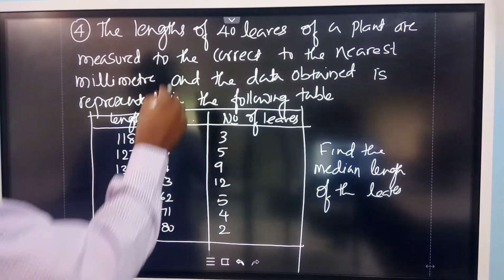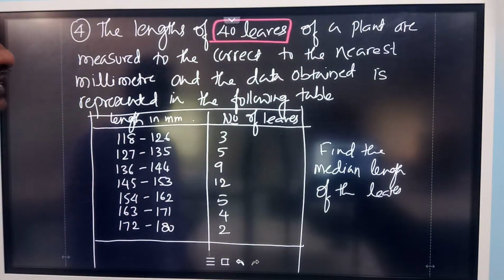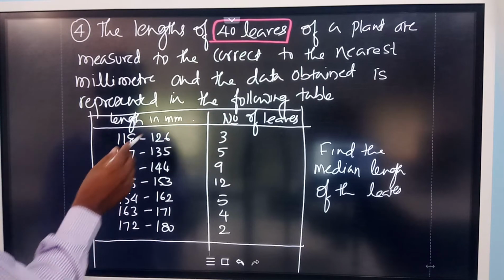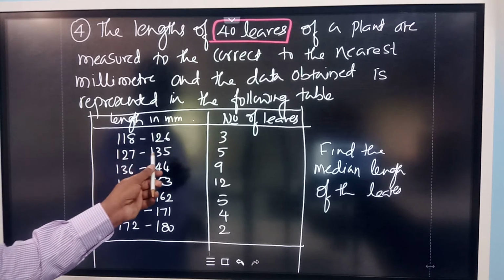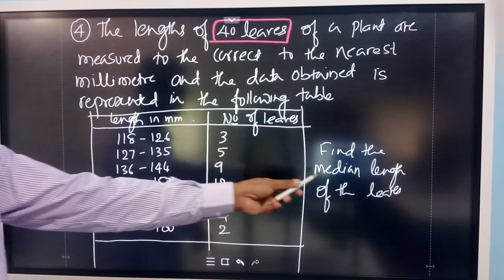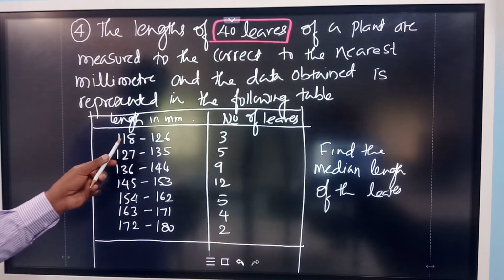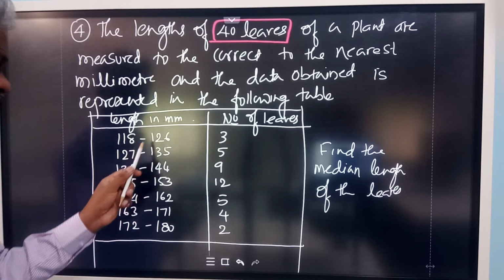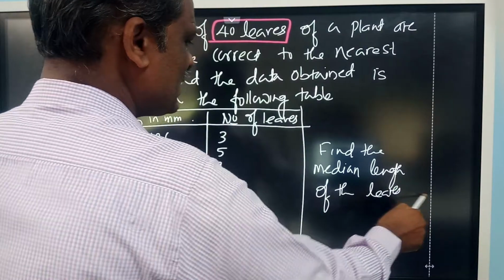So look at this question now. The length of 40 leaves of a plant are measured to the nearest millimeter, and the data obtained is represented in the following table. It is given in millimeters, 118 to 126 millimeters 3, 127 to 130, like that the table is given. Find the median length of the leaf. Okay, leaves. So look at this table, 118 to 126, then it starts from 127 to 130, 127. There is a break here. It's not a continuous series. So let us make this continuous now.